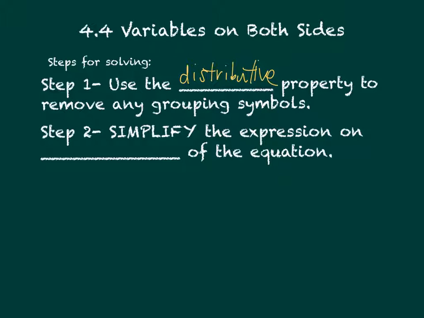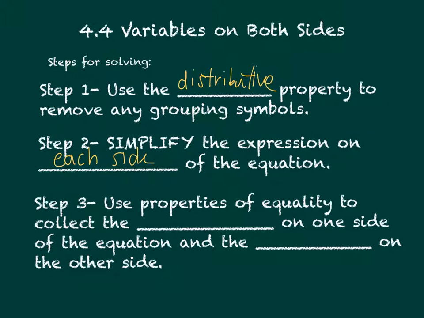Next step is that you are going to simplify the expression on each side of the equation. So that means combining like terms. Our next step is that you are going to use properties of equality to collect the variable terms on one side of the equation and the constant terms on the other side. So that's referring to having all terms with x or any of the variables moved to one side of the equation and leaving all the numbers on the other side.